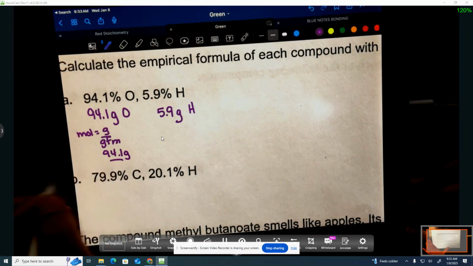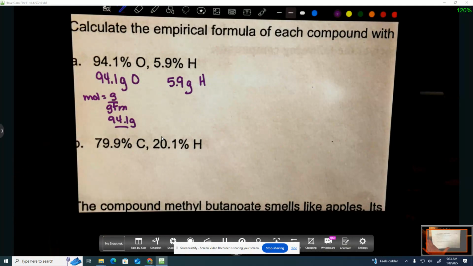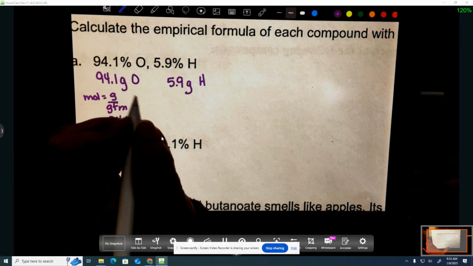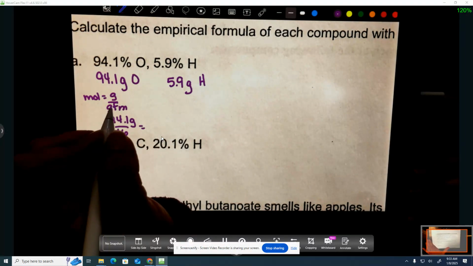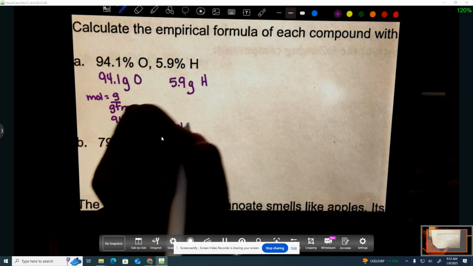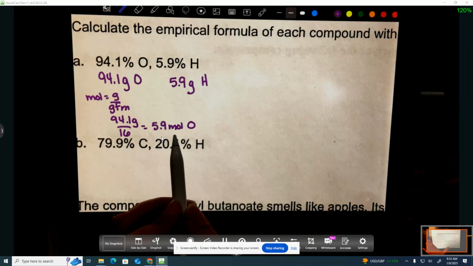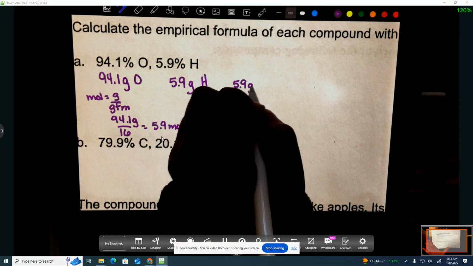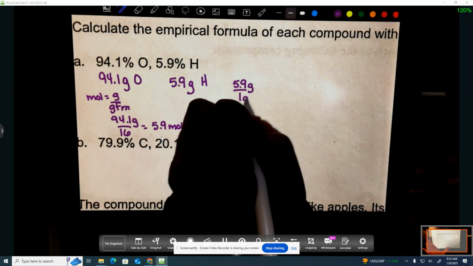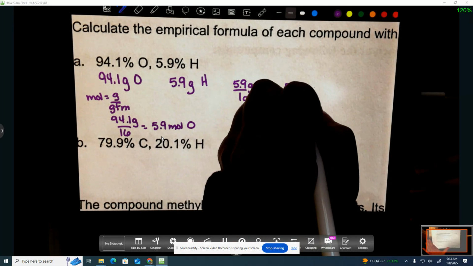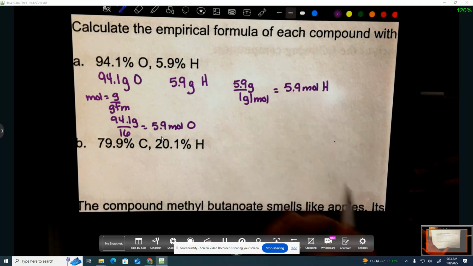94.1 grams. What's the gram formula mass of oxygen? 16. And that's going to give us a whopping 5.875. Okay? We're going to round it to 5.9 moles of oxygen, keeping it labeled so that we know what the heck we're doing. Now let's do the hydrogen. We've got 5.9 grams of hydrogen divided by 1 gram per mole of hydrogen. That's going to give me 5.9 moles of hydrogen.